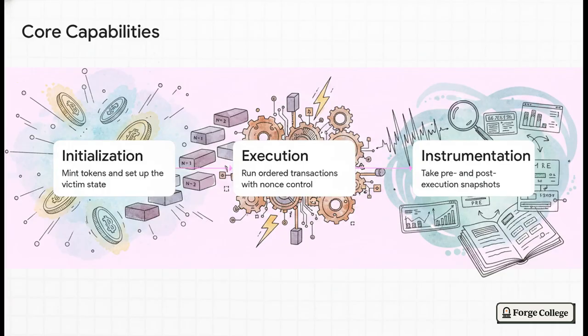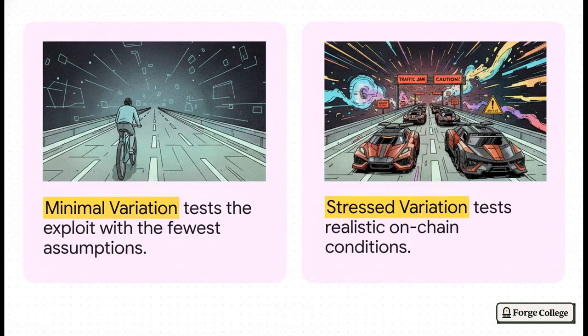Number 1, state initialization. This is setting the stage, minting tokens, and setting up the exact victim state. Number 2, attack execution. Running your transactions with incredibly strict nonce control so your ordering is flawless. And number 3, instrumentation. Taking those pre- and post-execution snapshots of balances and storage slots so you can accurately measure the damage.